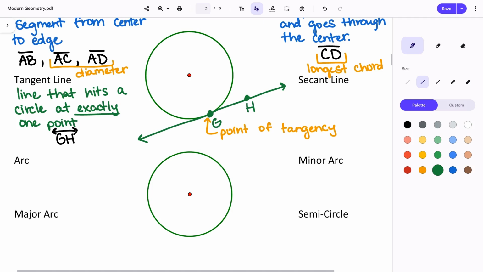A secant line is a little bit different. A secant does go through the circle, but it has to hit the circle twice. So let's write that out. We're going to say this is a line that hits a circle twice.